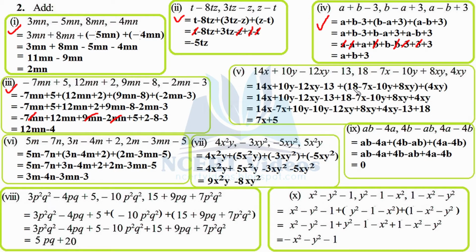Now this, plus 18, plus minus minus 7x, plus minus is minus 10y, plus plus is plus 8xy, this as it is. Now arranging them. 14x, search for only x, minus 7x, and we don't have any, therefore this makes one term. 10y, with y, this is minus 10y, y is finished, minus 12xy, writing this, searching for xy's.